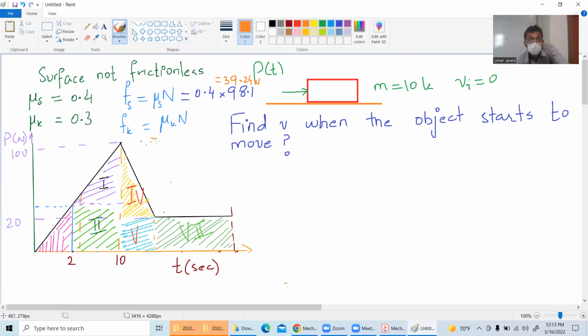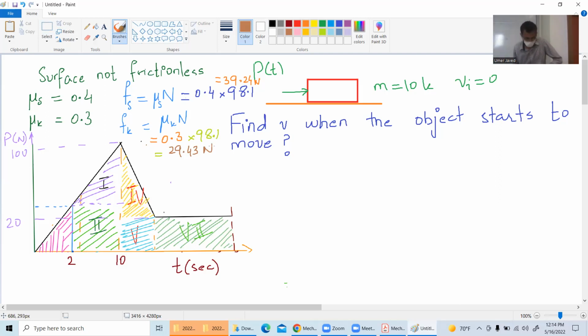And similarly, the mu Kn comes out to be 0.3 into 98.1, which comes out to be 29.43 Newton. So this problem is not straightforward. If I ask you, what is the velocity of the object after 2 seconds? You don't just do mv2 minus mv1. You don't know if the object has even started to move. How do you figure? Probably the object is not even moving right now.